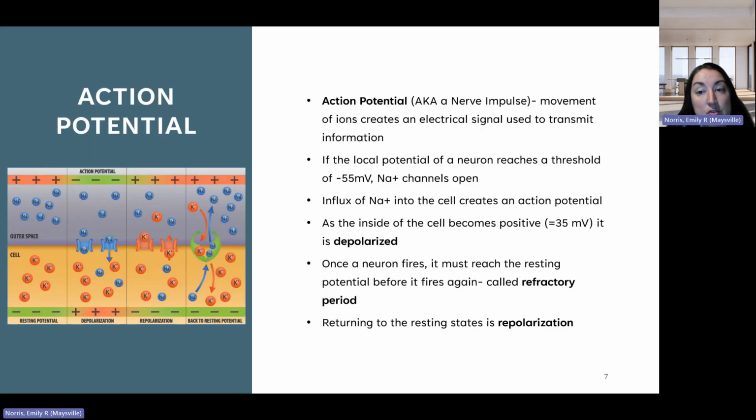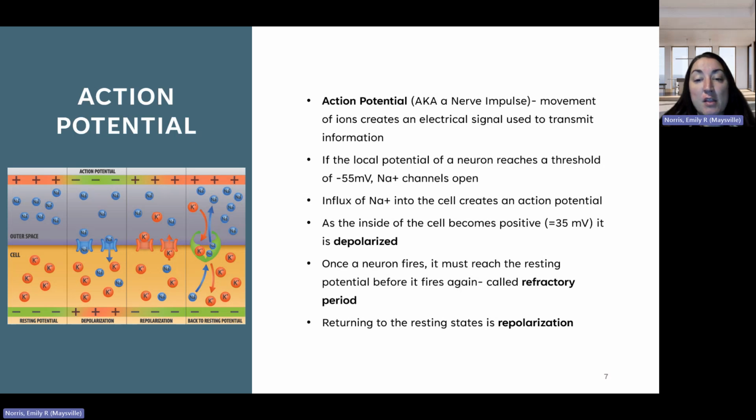An action potential is a nerve impulse. So this is where the movement happens. So movement of ions creates an electrical signal that transmits the information from one neuron to another and eventually creates either a muscle contraction or an interpretation by the brain of maybe a sensation or something like that.